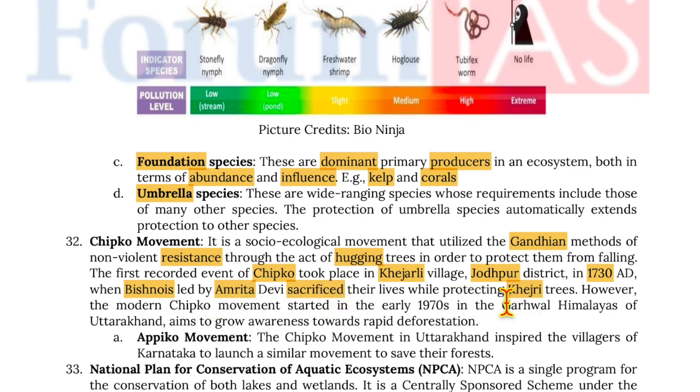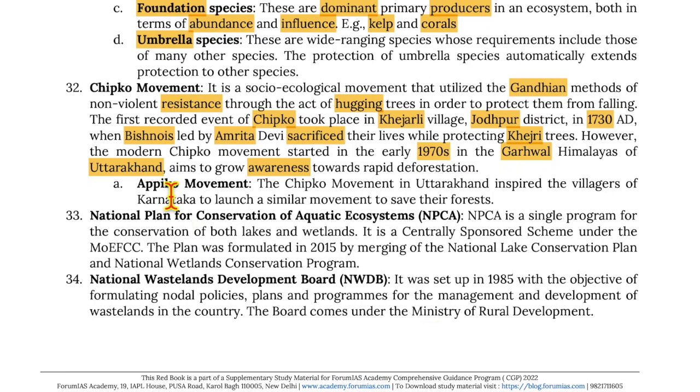However, the modern Chipko movement started in the early 1970s in the Garhwal Himalayas of Uttarakhand, aiming to grow awareness about rapid deforestation. Appiko movement: the Chipko movement in Uttarakhand inspired the villagers of Karnataka to launch a similar movement to save their own forests. National Plan for Conservation of Aquatic Ecosystems.